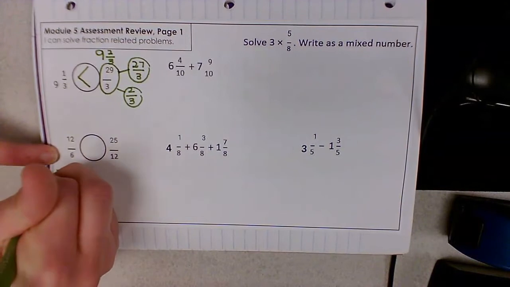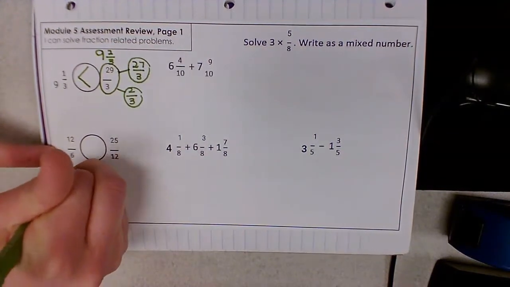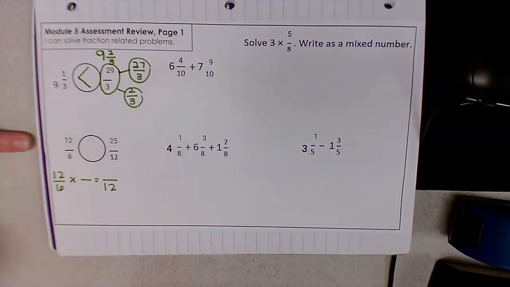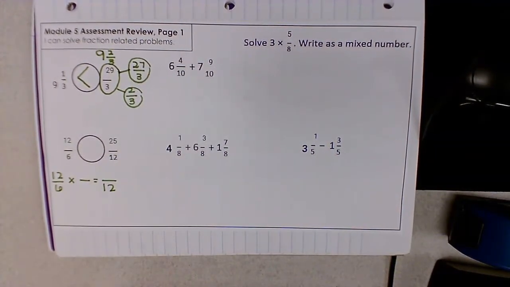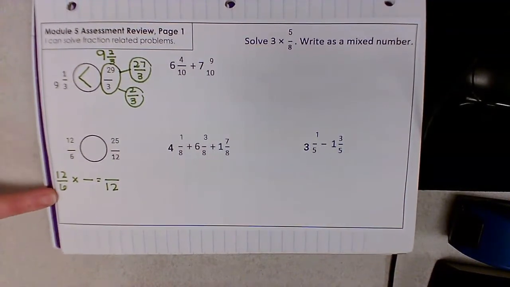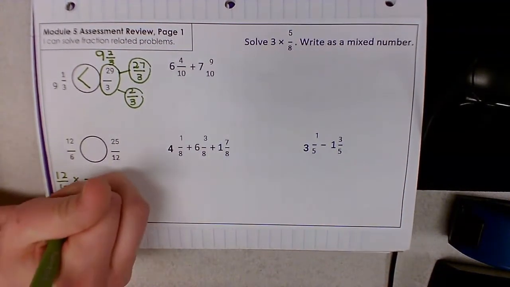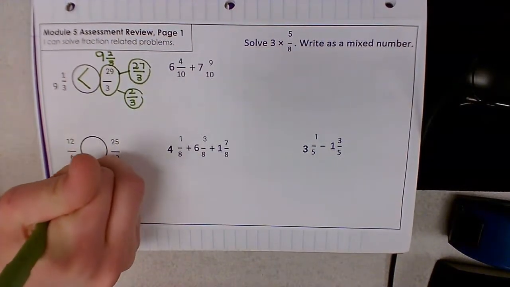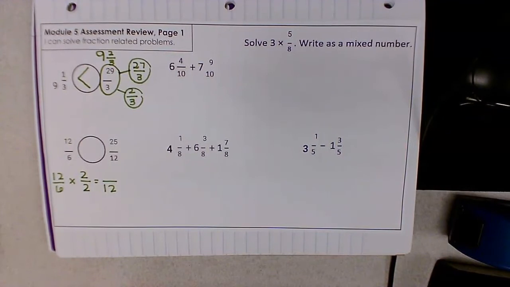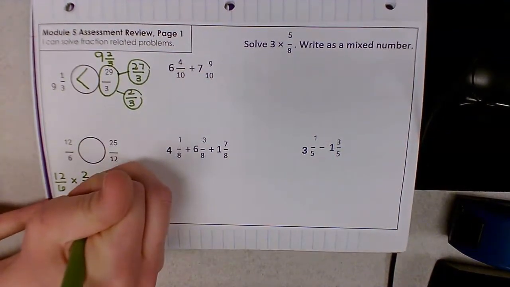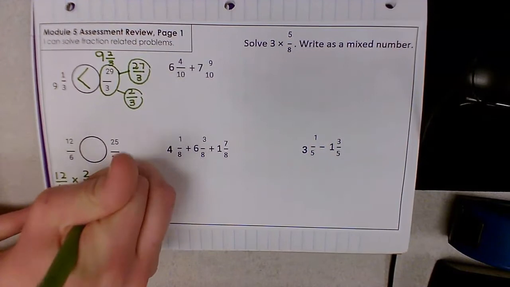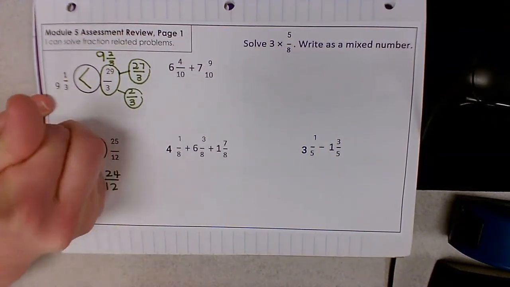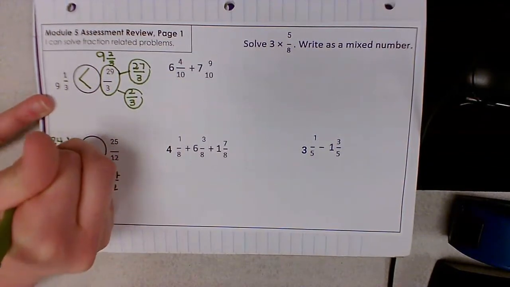So let's change our 12 sixths into however many 12ths we'll come up with. Our missing factor is 2. 6 times 2 gets me to 12. And whatever I do to my denominator, I also have to do to my numerator. So 12 times 2 equals 24. So we're going to rename 12 sixths as 24 twelfths.